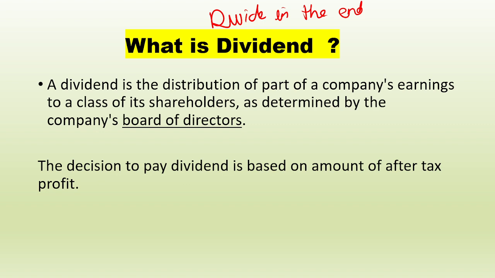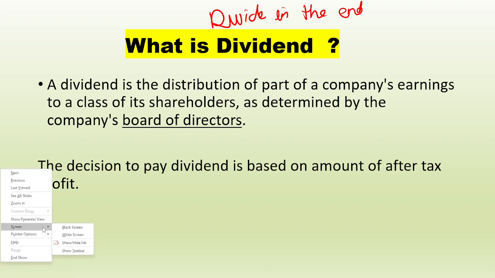The dividend is determined by the board of directors of the company. Dividend, basically, is a decision. A dividend decision we have seen in the first lecture, that it is a decision whether the company wants to pay dividend, and it is based on the after tax profit. Now you may get confused, what is after tax profit? So let me show you here.